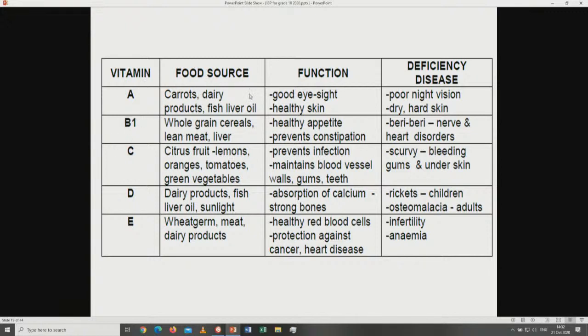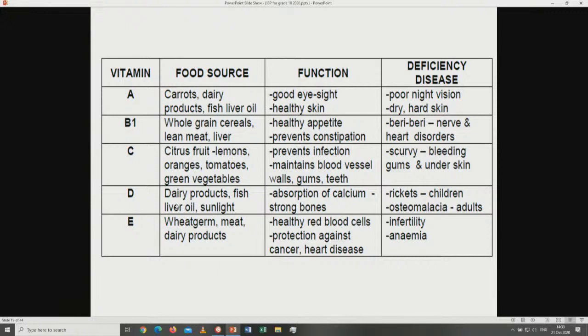Vitamin B1, we can get from whole grain cereals, lean meat and liver. It serves a purpose for healthy appetite and prevents constipation. The deficiency disease, when you don't get enough vitamin B1, is beriberi, with nerve and heart disorders. Vitamin C, which we get from citrus fruit such as lemons, oranges, tomato, and also from green vegetables, functions to prevent infections and maintains blood vessel walls, the gums and our teeth. The deficiency disorder, if you don't get enough vitamin C, is scurvy and bleeding of gums and under the skin.